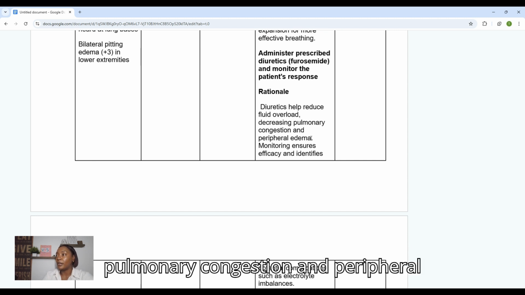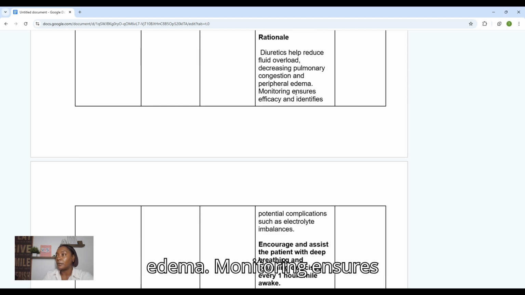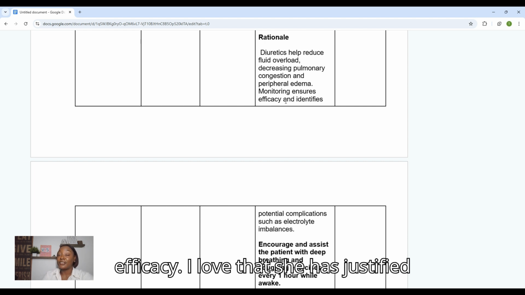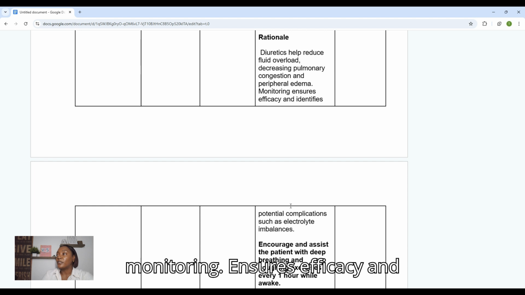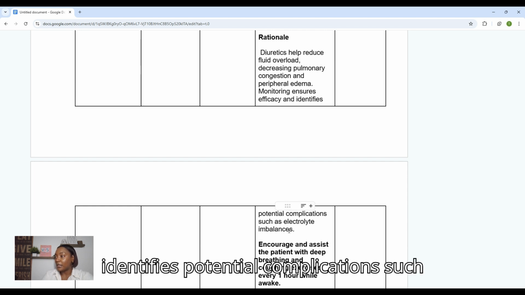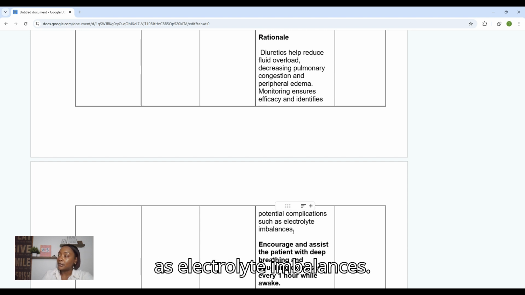decreasing pulmonary congestion and peripheral edema. Monitoring ensures efficacy. I love that she has justified the monitoring. Ensures efficacy and identifies potential complications such as electrolyte imbalances. Okay.